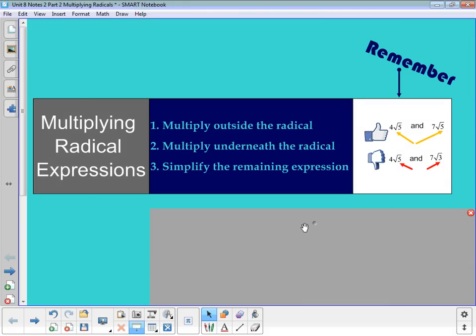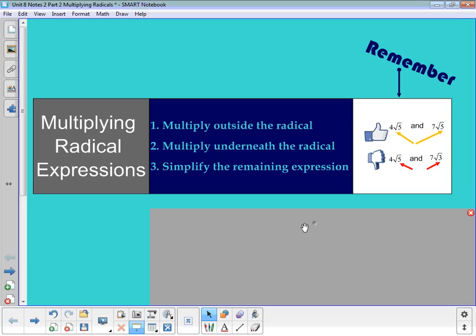So here are the steps you're going to follow. Basically, if you're inside the radical, you can only be multiplied with things inside the radical. If you're outside the radical, you can only multiply by things outside of the radical. So that's the biggest thing you need to remember. And as always, when you get to the very end, you need to make sure that your answer is fully and completely simplified. So that's what we're going to be working towards today. So take a second and copy it down.